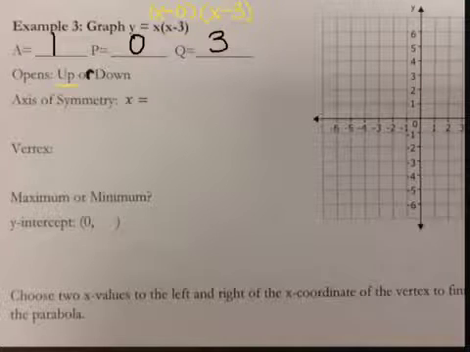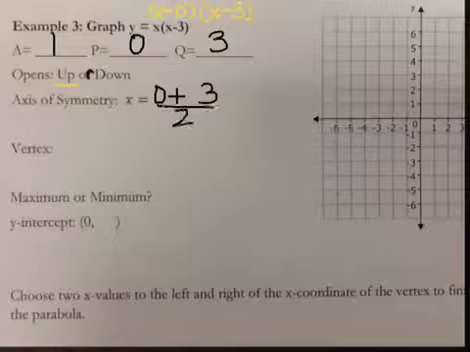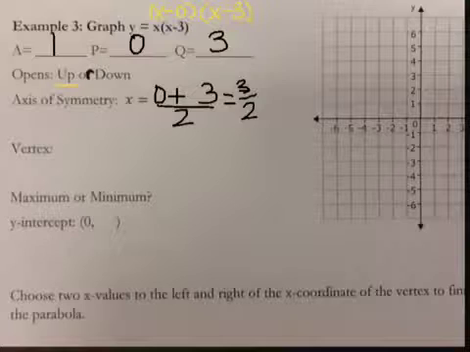Axis of symmetry, this time we only have 0 plus negative 3. Plus 3, I'm sorry, not negative 3, plus positive 3. Divided by 2, so that's 3/2, or 1.5. So we substitute that into our equation to get our vertex, okay? So I'll leave that one to you to graph. We know it's going to be a minimum, and we're going to substitute in 0 to get that y-intercept. So you graph this one, and I'm going to go on to the next one.